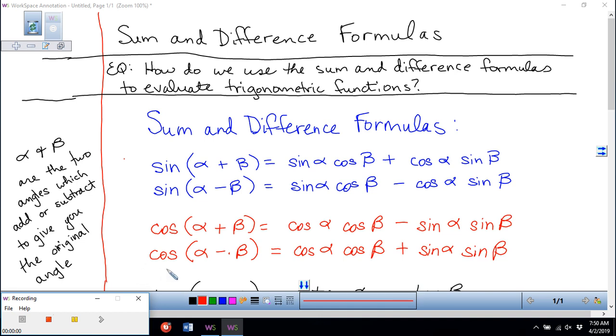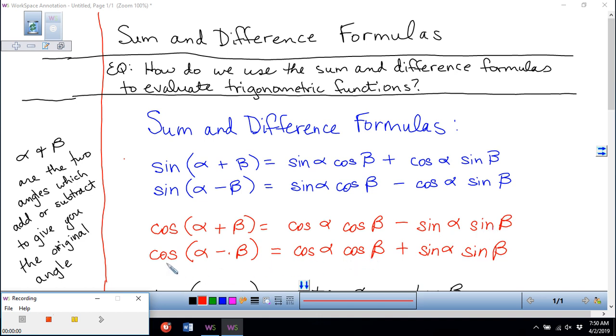Second set of formulas, cosine of alpha plus beta is equal to cosine of alpha cosine of beta minus sine of alpha sine of beta. So notice on our cosine of alpha plus beta, when we're adding, over here in the formula, we are subtracting. Also notice that the cosines stay together and the sines stay together.